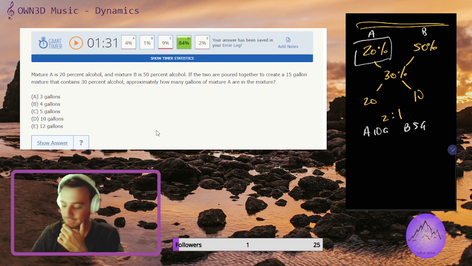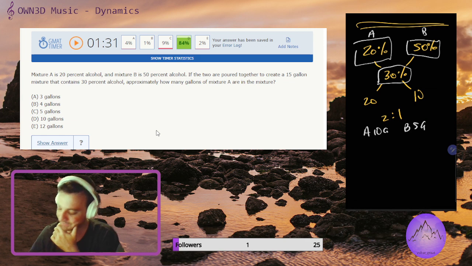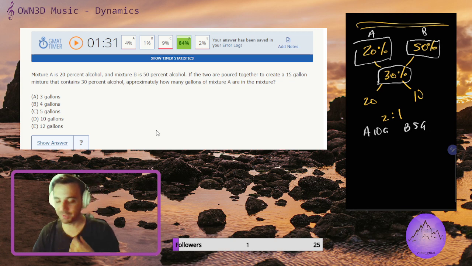Yeah, so A is 20%. That's what I'm starting with. I'm going to be mixing in mixture B, which is 50% alcohol. And I'm aiming for this 30% alcohol. So I'm aiming for this end mix, which is 30% alcohol. And then the alligation method essentially is write those numbers down in this way.